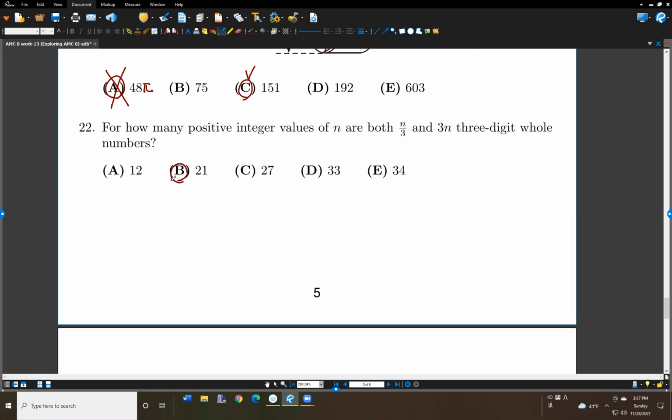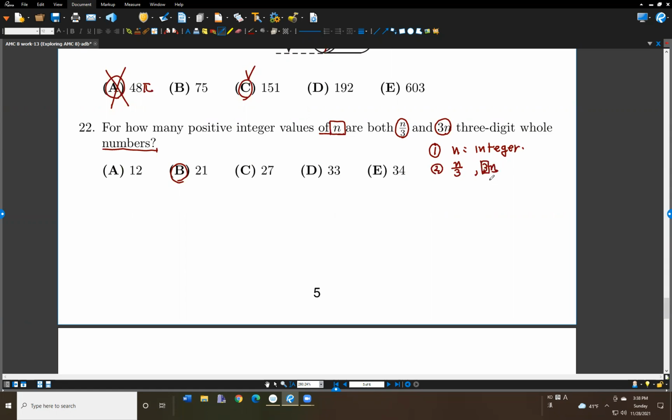How many positive integer values of n? That is, n is an integer. The constraint is that n over 3 and 3n are also integers, both whole numbers. So write down: n over 3 is also an integer, and 3n should also be an integer. That's correct because n is an integer, and 3 times an integer is an integer.